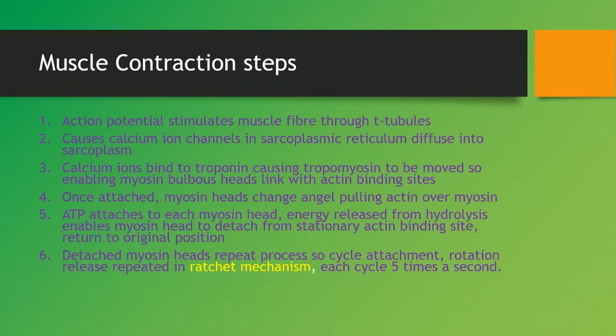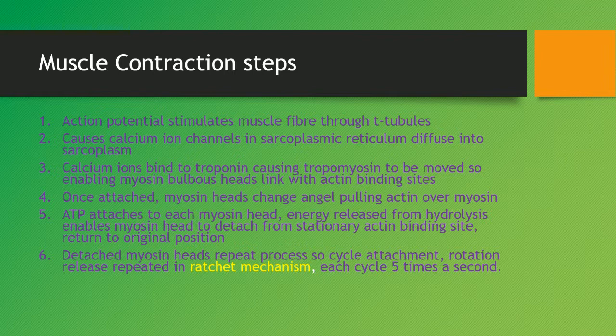So the steps of muscle contraction. An action potential will stimulate the muscle fiber through T tubules. This will cause calcium ions in the sarcoplasmic reticulum to diffuse into the sarcoplasm. Then calcium ions will bind to troponin, causing tropomyosin to be moved, which enables myosin bulbous heads to link with the actin binding sites. Once they are attached, the myosin heads will change their angle, pulling the actin over the myosin.